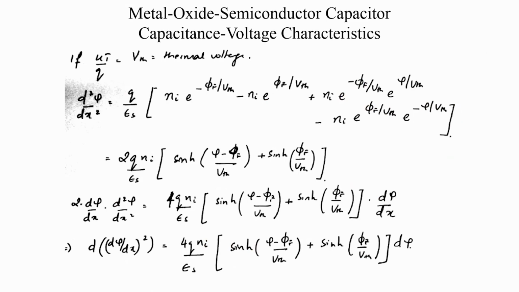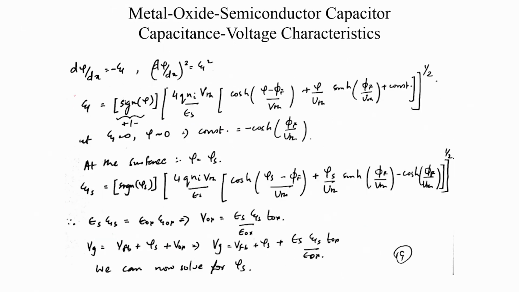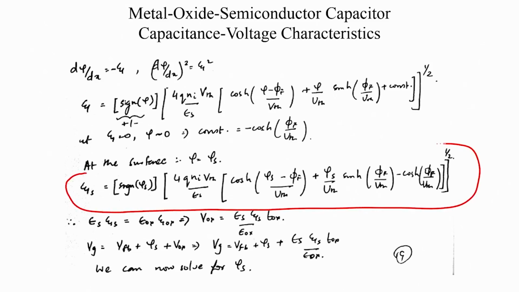And how do you solve this? So, this becomes your differential equation. How do you solve this differential equation? You multiply both sides by 2 d phi by dx, and the left hand side simply becomes this term here. And what is this? This is nothing but the electric field squared, and you solve this differential equation, you will end up with an expression for the electric field.